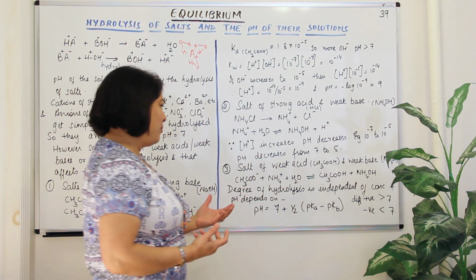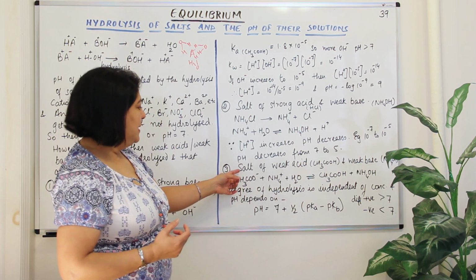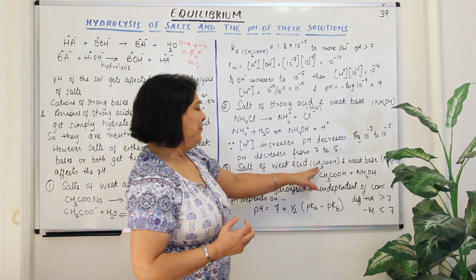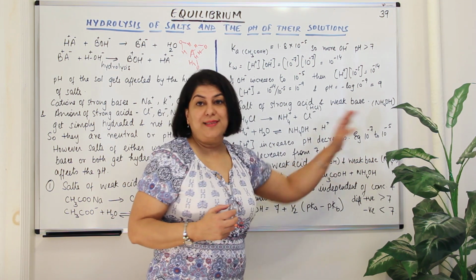For that we have a formula. Let us first see this. You have a salt of a weak acid, for example acetic acid, and weak base, that is ammonium hydroxide.